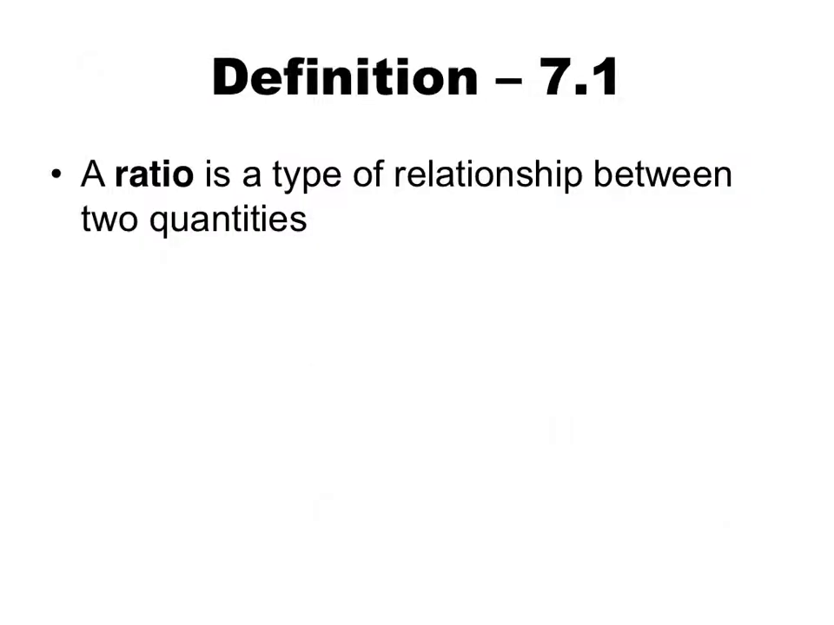Now back in section 7.1 we defined a ratio as a type of relationship between two quantities. The type of relationship that we're going to talk about here in this section at first glance looks very similar to a ratio, and in fact we're going to use very similar tools as working with a ratio, but there's a fundamental difference between a ratio and the type of relationship that we're going to talk about here.